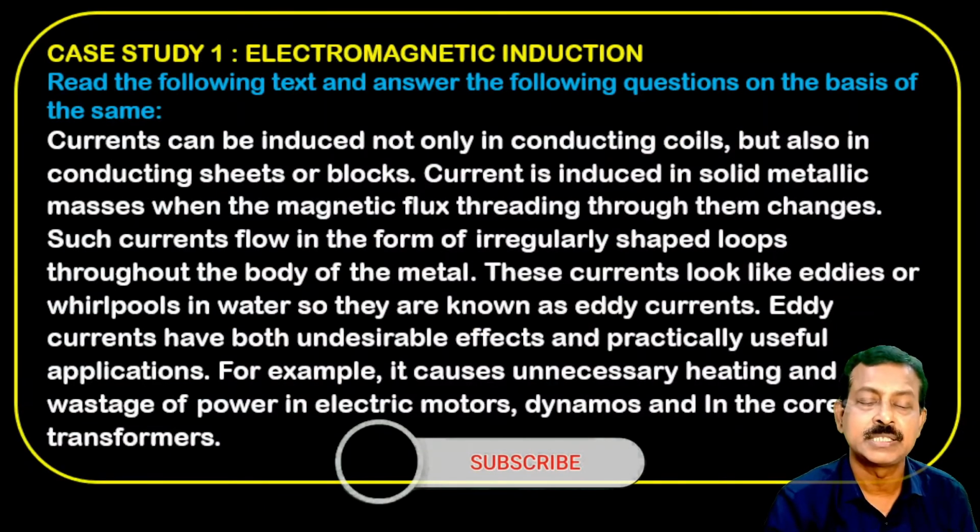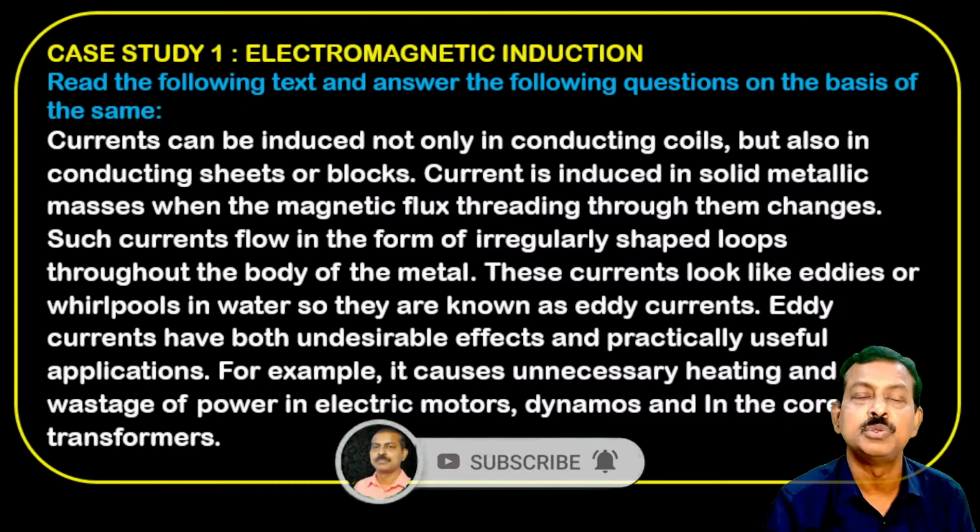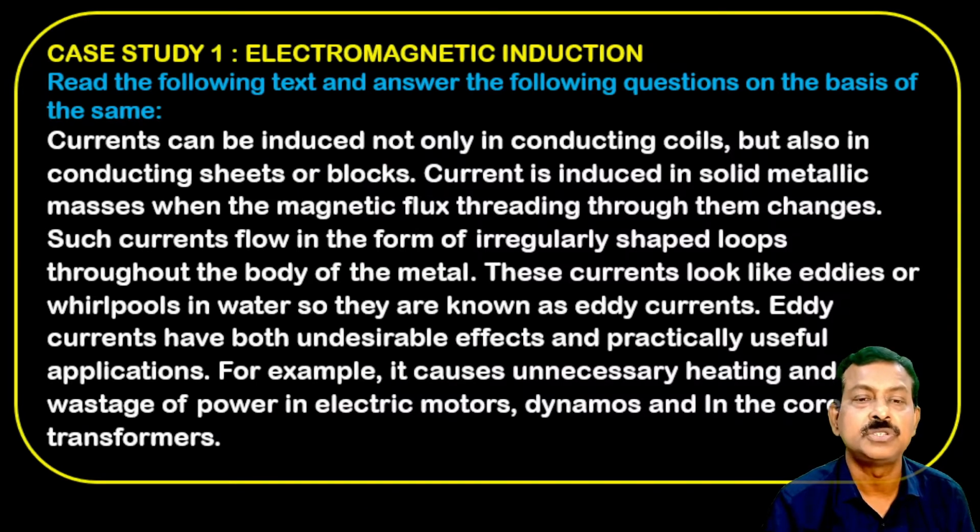The first case studies question on electromagnetic induction. Currents can be induced not only in conducting coils but also in conducting sheets or blocks. Current is induced in solid metallic masses when the magnetic flux threading through them changes. Such currents flow in the form of irregularly shaped loops throughout the body of the metal. These currents look like eddies or whirlpools in water, so they are known as eddy currents.